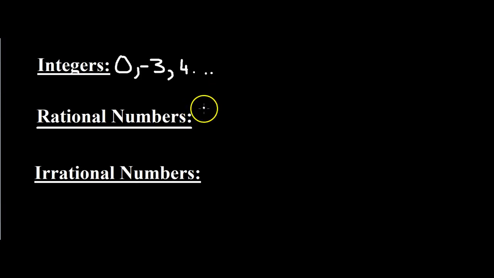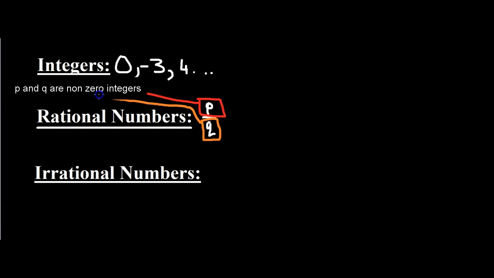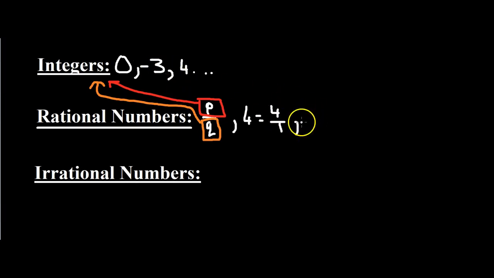What are rational numbers? Rational numbers are numbers which can be written in the form p over q, where p is an integer and q is also an integer. So examples of this are, all integers are rational numbers. For example, 4 can be written as 4 over 1, and therefore it's a rational number. -3 can be written as -3 over 1. So therefore it's a rational number.